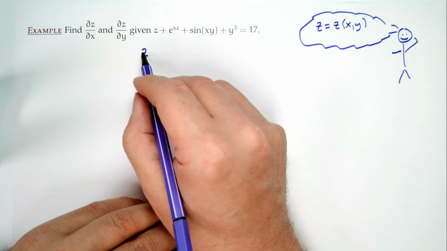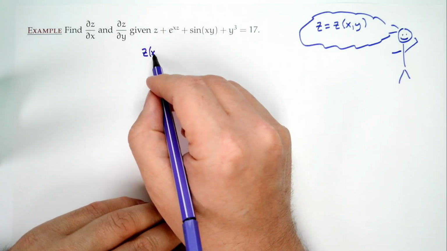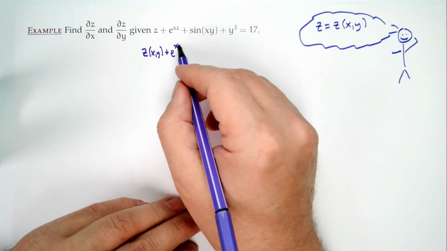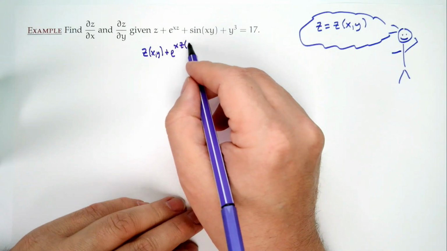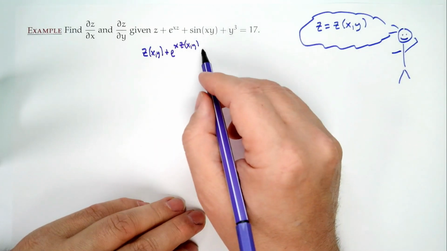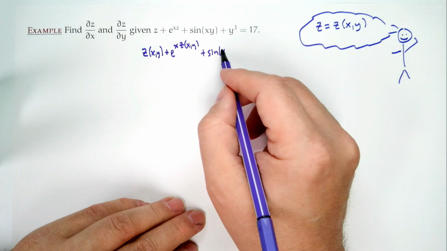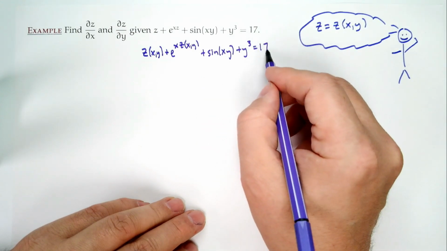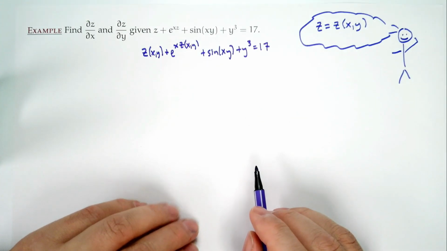So when we were reading this, we were really thinking of it in the following way: z, which will depend on x, y, plus e to the x times z, which depends on x, y, plus sine of x times y, plus y cubed equals 17.